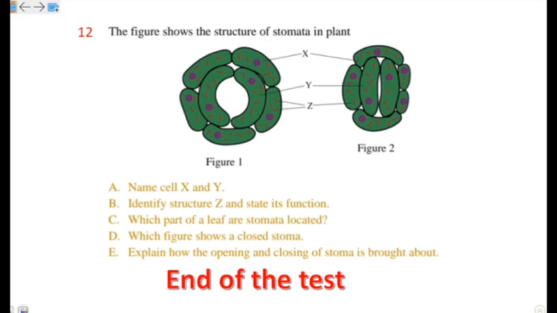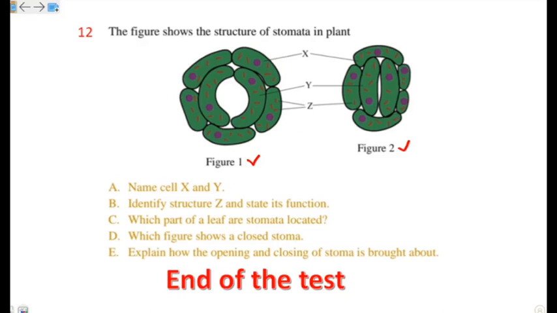All right, guys. So we've now come to question 12 right here. The figure shows the structure of stomata in a plant. So we have figure 1 and figure 2. These are structures of stomata in a plant. So question A: name cell X and Y.